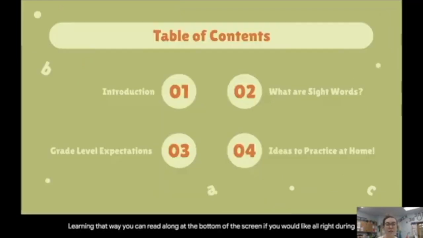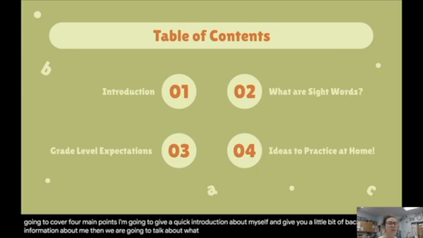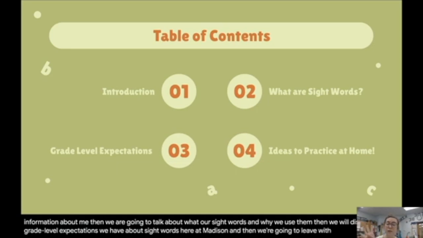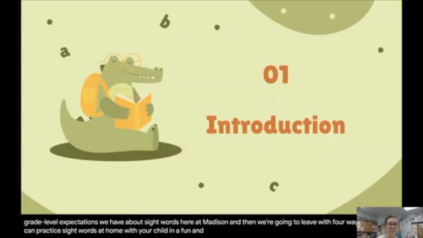All right, during this presentation, we are going to cover 4 main points. I'm going to give a quick introduction about myself and give you a little bit of background information about me. Then we are going to talk about what are sight words and why we use them. Then we will discuss the grade level expectations we have about sight words here at Madison. And then we're going to leave with 4 ways that you can practice sight words at home with your child in a fun and engaging way.